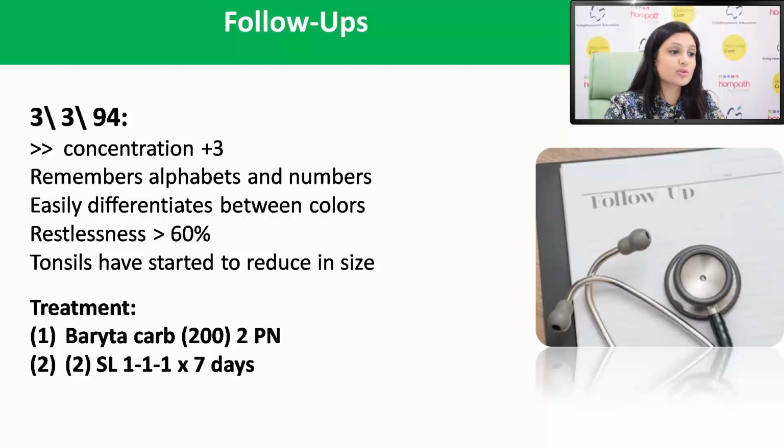The next follow-up that he came in with, the mother was extremely happy because she said that he has started remembering alphabets, numbers, colors. Restlessness has improved drastically. Concentration has improved very well. His teacher also said that the concentration has become better and tonsils has started reducing in size. We repeated Baraita-Carb again once a week, 1 powder each with SL for 7 days.